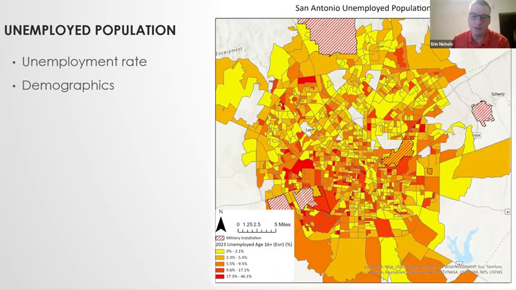For the unemployed population, the unemployment rate is relatively low at 4.2%. It's below the national average. The rate reflects the city's generally robust economy, supported by key industries: healthcare, education, military, and tourism. Younger individuals and minority populations often experience higher unemployment rates compared to other groups. Certain neighborhoods, particularly with a lower socioeconomic status, tend to have higher unemployment rates. And the colors here represent the unemployment rates per capita for San Antonio.